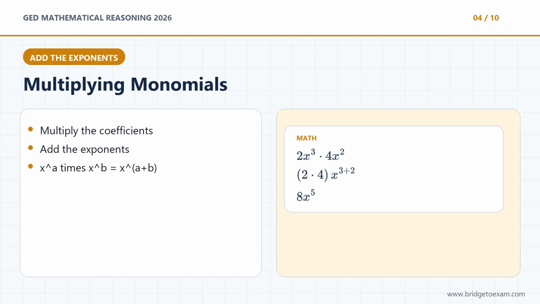When you multiply terms with exponents, you multiply the numbers and add the exponents. For 2x cubed times 4x squared, multiply 2 by 4 to get 8, and add the exponents. 3 plus 2 is 5. So the answer is 8x to the fifth power.